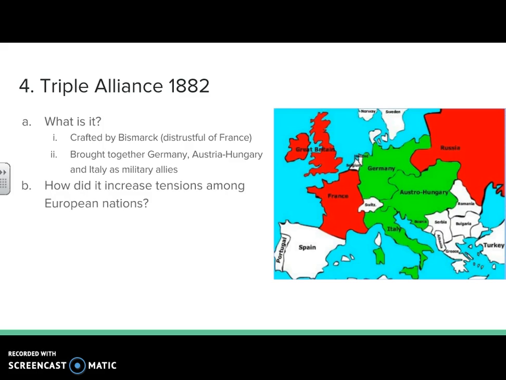So how does this idea of a triple alliance increase tensions among European nations? Well, it's creating an unstable and fragile alliance that is trying to isolate France. Basically, Germany, Austria-Hungary, and Italy are saying, if we can get together, France won't be able to invade us again. They won't be able to take over our lands. We'll be in a good position.